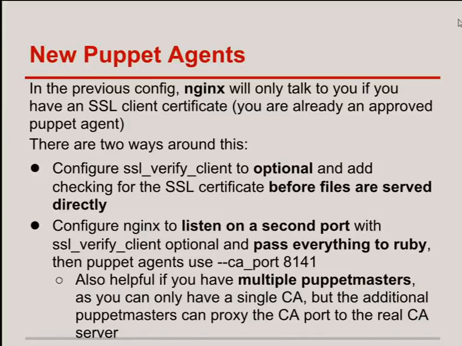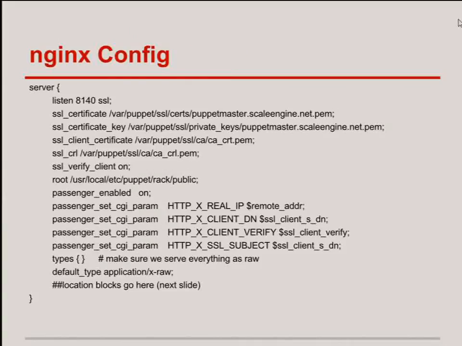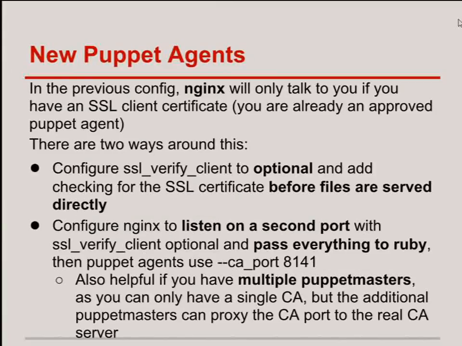This introduced one specific problem in the Nginx config. We have SSL verify clients on, meaning Nginx will not talk to you unless you have a client certificate. So the problem is when you create a brand new server, it connects to Puppet and says, here's a certificate signing request, please approve me. And then normally I would log into Puppet and manually sign that certificate. So what we did, we had two options. We can configure verify clients to optional and basically say, you know, let them connect either way.